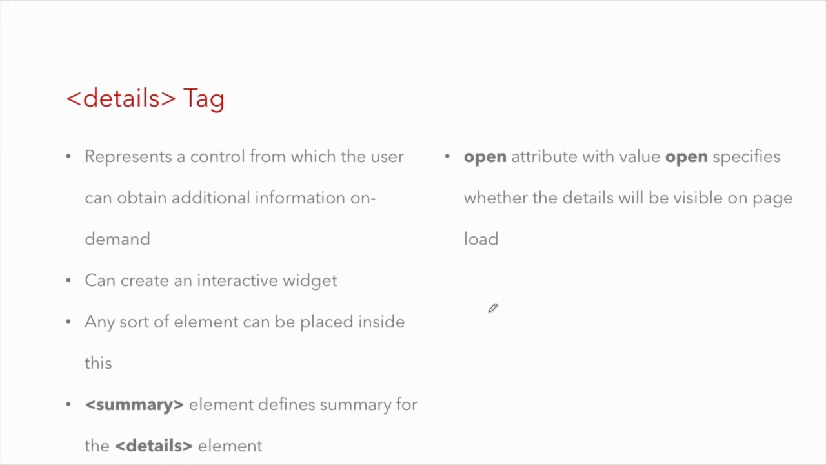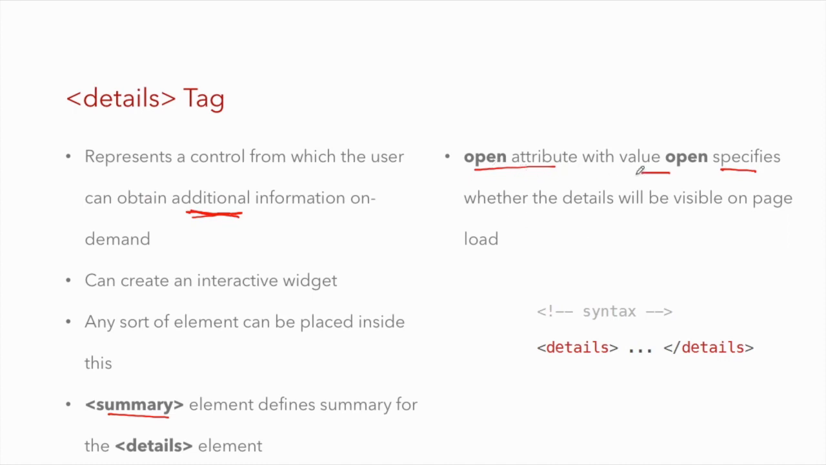Then you have one important tag, that is the details tag. Again, it's a very new tag in HTML5. It represents a control from where the user can obtain additional information about a particular text or element specified. The details tag uses two things: one is the summary, and then you have one open attribute, along with the value that can be displayed when the user clicks on the details tag.